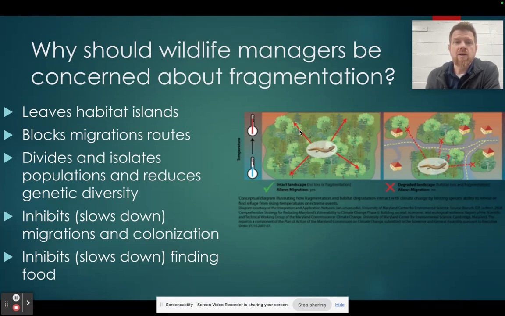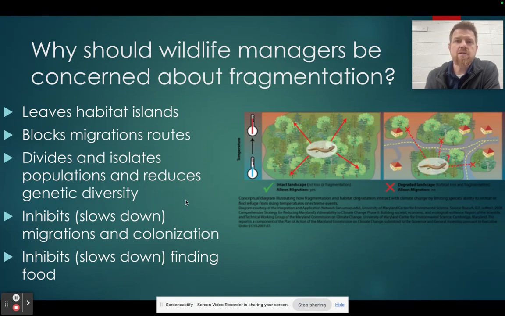So it really reduces the ability for organisms to interact with each other. That's pretty important for breeding, but it's also important for attaining those resources that are important for habitats. It blocks migration routes, so it makes it hard for things to move around. Think about this salamander crossing roads and things like that. That can be pretty challenging. They don't move very fast, but that could also be true for larger organisms as well. It divides and isolates populations and reduces genetic diversity.